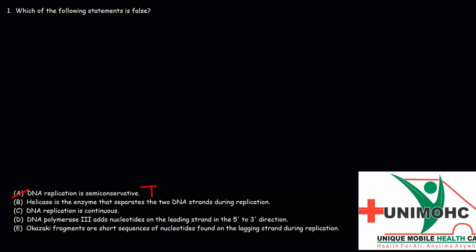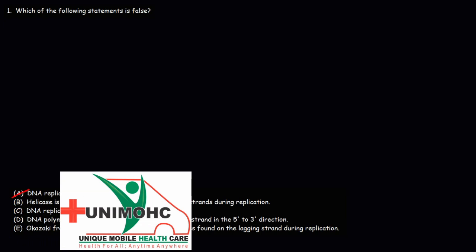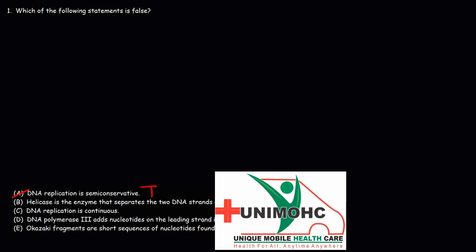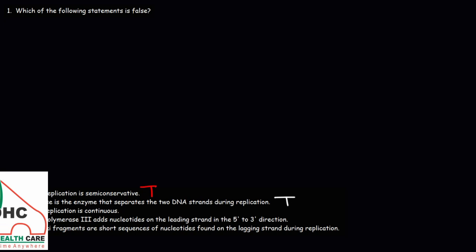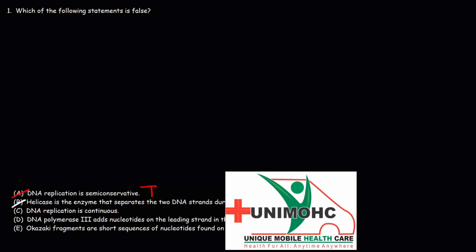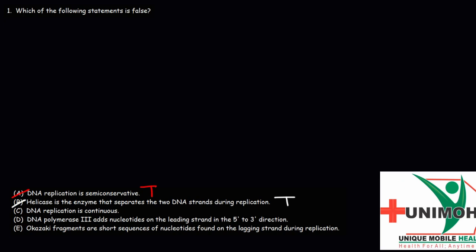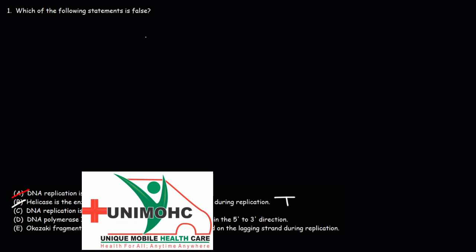Now, B, helicase is the enzyme that separates the 2 DNA strands during replication. Is that true or false? So that is also a true statement. Helicase is the enzyme that breaks the hydrogen bonds between the nucleotides that are holding the 2 strands together, and that's how it separates them during replication.